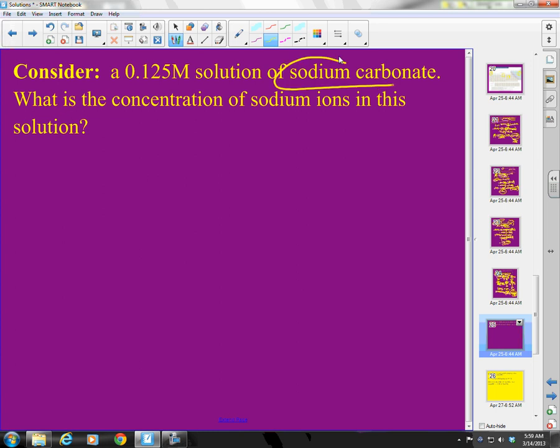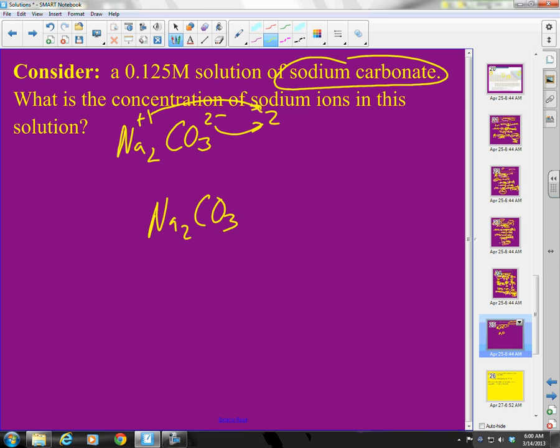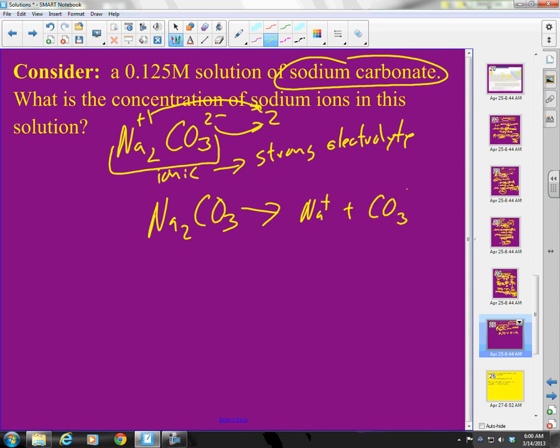Well, I have sodium carbonate, so we need to know what that formula is. Sodium is a +1, carbonate is a -2. So what's my least common multiple? 2. 1 carbonate, how many sodiums do I need? 2. So it's Na2CO3. When that dissolves, notice it is a metal and a polyatomic, so this is ionic. That means it's going to dissociate completely. It's going to be a strong electrolyte, meaning I'll have sodium and I'll have carbonate in solution.